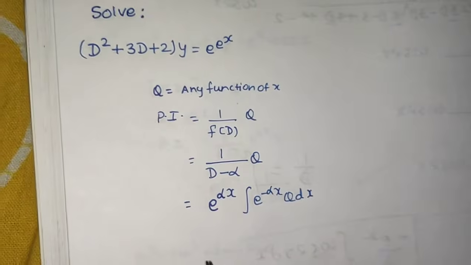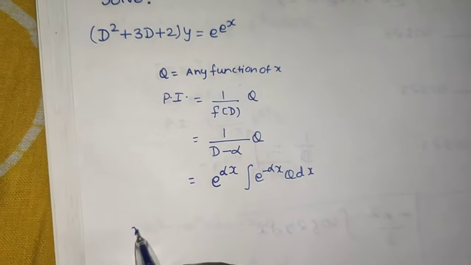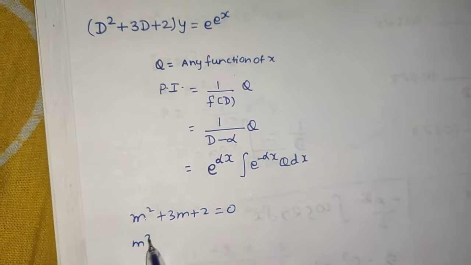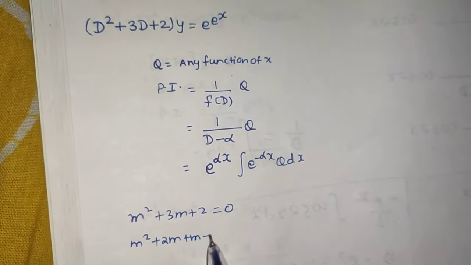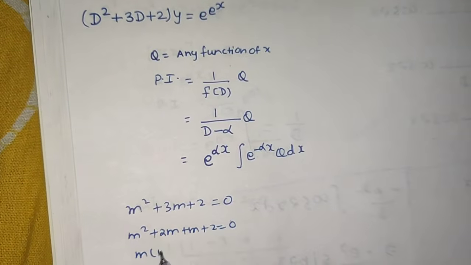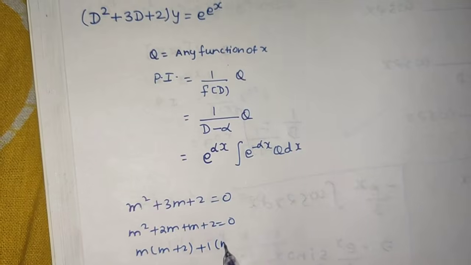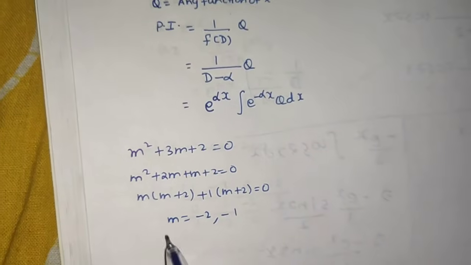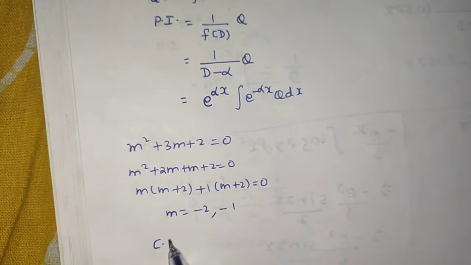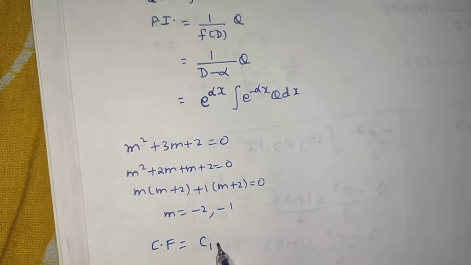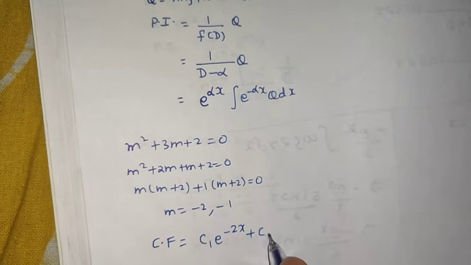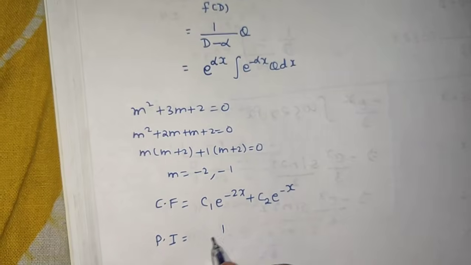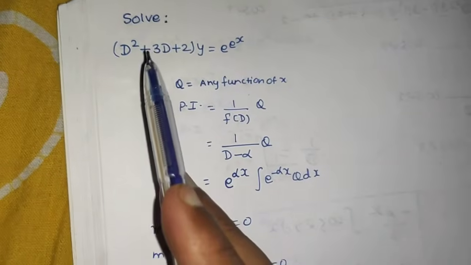Let's apply this. First of all, the complementary function, so m square plus 3m plus 2 equals 0, m square plus 2m plus m plus 2 equals 0, m common (m plus 2) plus 1 common (m plus 2) equals 0, m equals minus 2 and minus 1. So we are getting our complementary function as real and distinct, so c1 e power minus 2x plus c2 e power minus x.